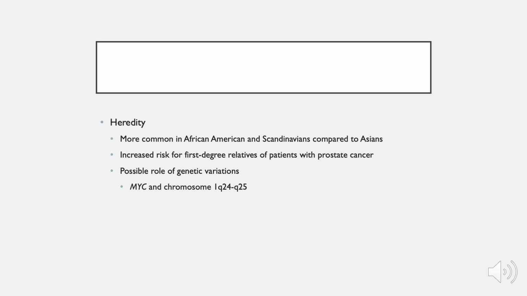The role of heredity is noticeable and cannot be overlooked, and the evidence for that is overwhelming. For example, prostate cancer is more common in African Americans than in Scandinavians or Asians. There is an increased risk in first-degree relatives: brothers, fathers, or sons of people with prostate cancer have increased risk. The explanation behind that is related to certain chromosomes and genes, including MYC and chromosome 1q, the long arm of chromosome 1.